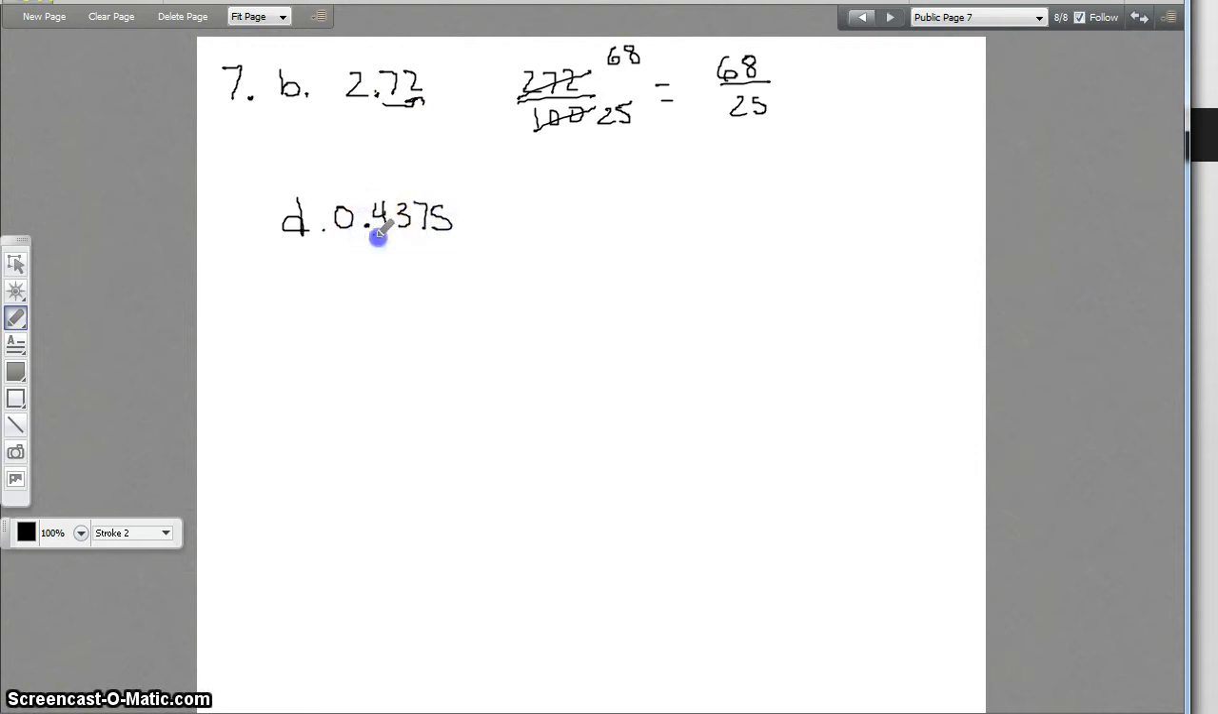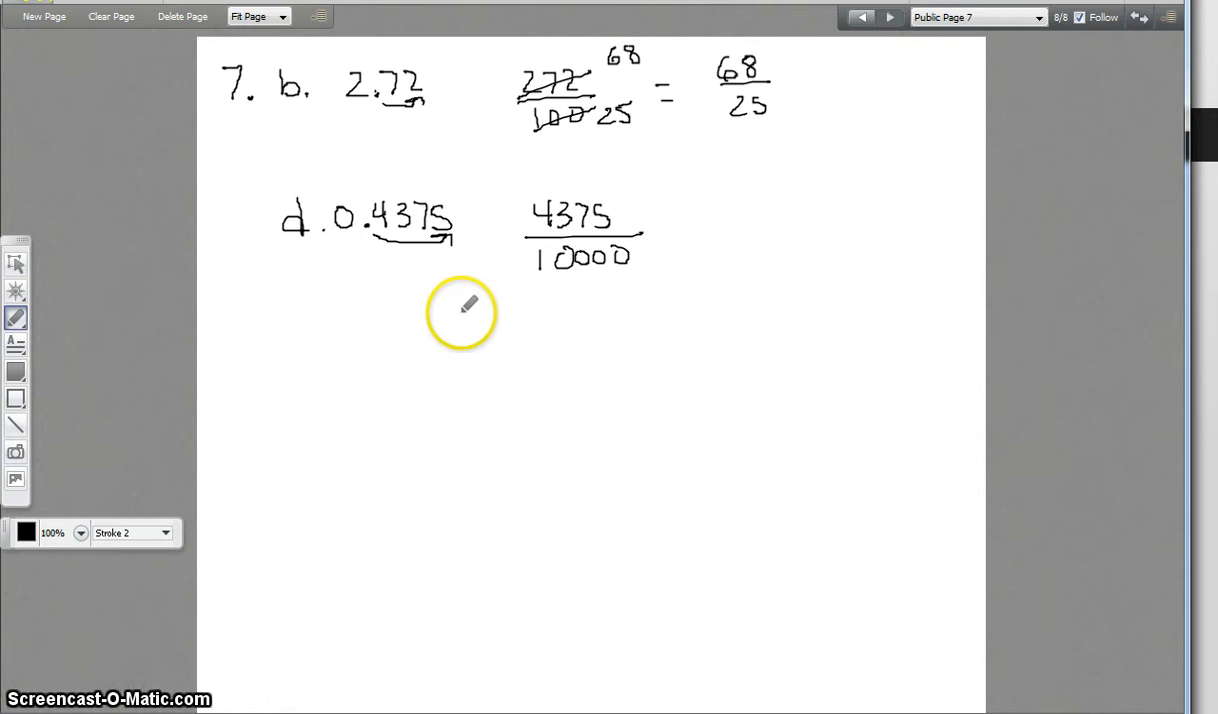And so to work this, we're going to move the decimal to the end. That's 4 places, 4375, which means I write a 1 with 4 zeros because we moved the decimal 4 places. And now I need to simplify.